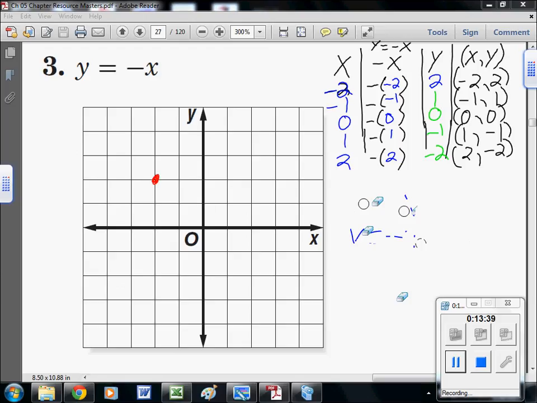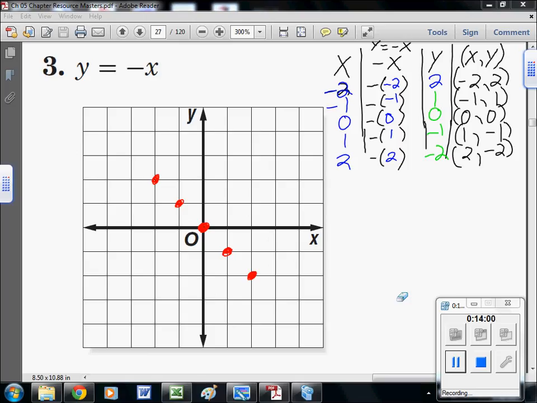So our first one's at -2, 2. That means go left 2, up 2. -2, 2, right there. -1, 1 is right there. Okay, 0, 0. Well, that's the origin. He's right there. 1, -1: go right 1, down 1. 2, -2, right there.